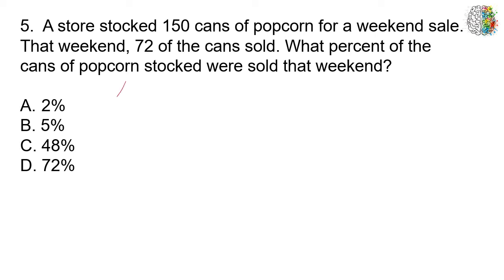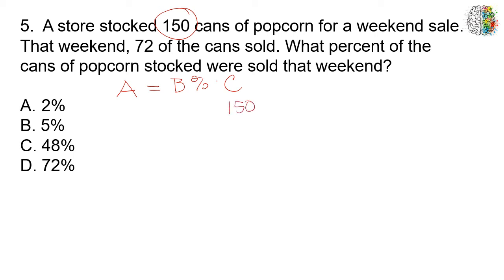We know that when we're solving percentages, we want to get them in the formula of A equals B percent times C, where A is a portion, B is the percent, and C is the total amount. So let's look at where these variables go. The store stocked 150 cans of popcorn for a weekend sale. So that's the total number of popcorn stocked. So C is going to be 150.